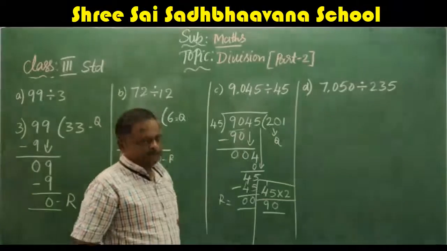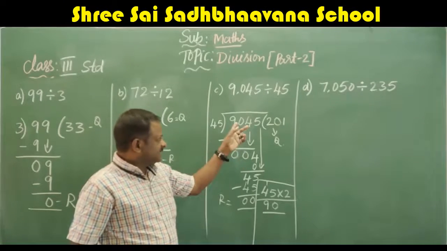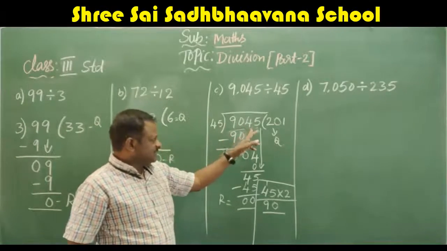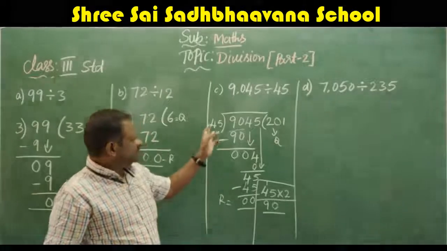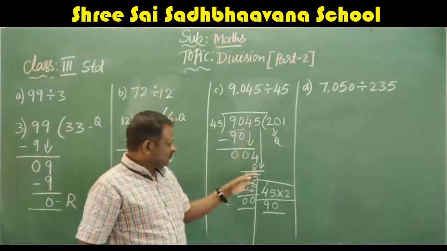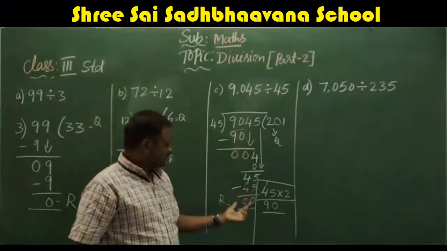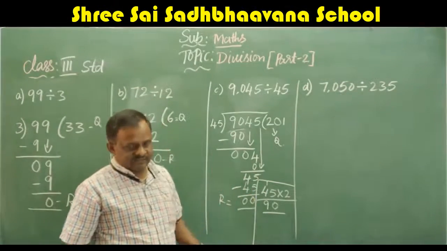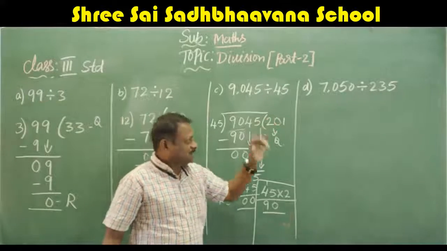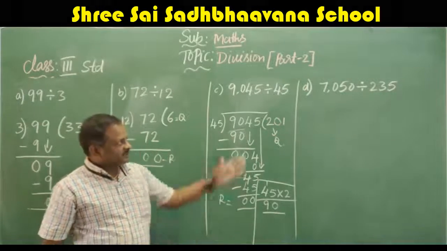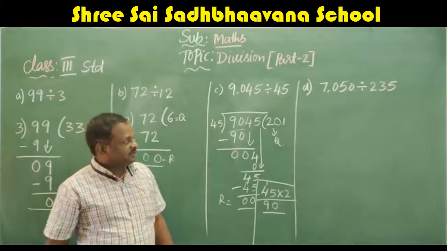Once again I will explain. 45 twos are 90. 90 minus 90, 0. Take down 4. It won't divide. So 45 zeros are 0. 4 as it is. You take down once again 5. 45 ones are 45. 45 minus 45, 0. What is the answer? 201. Next we will move to the next problem.